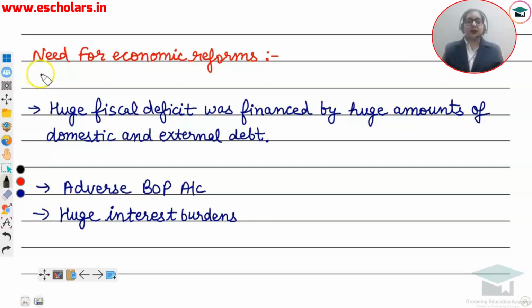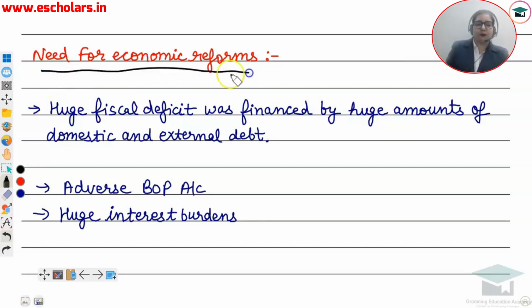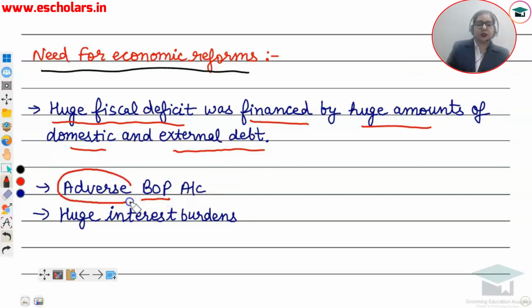Now, what were the factors that caused the need for economic reforms in India? See students, India was in financial crisis. The government of India was having a huge fiscal deficit, which was financed by huge amounts of domestic and external debt. And our BOP was in an adverse situation as our imports were greater than our exports. Also, due to the huge fiscal deficit, the government was having huge interest burdens.